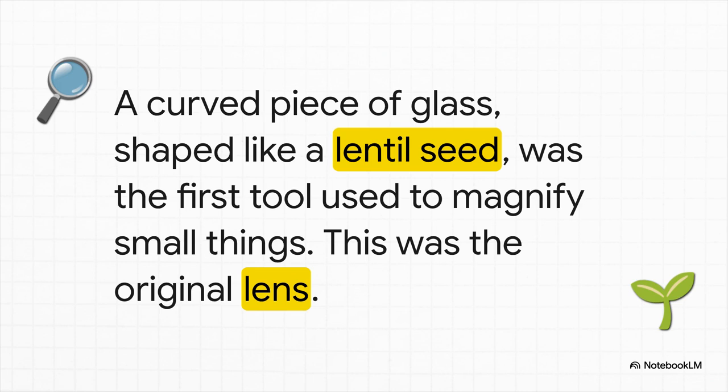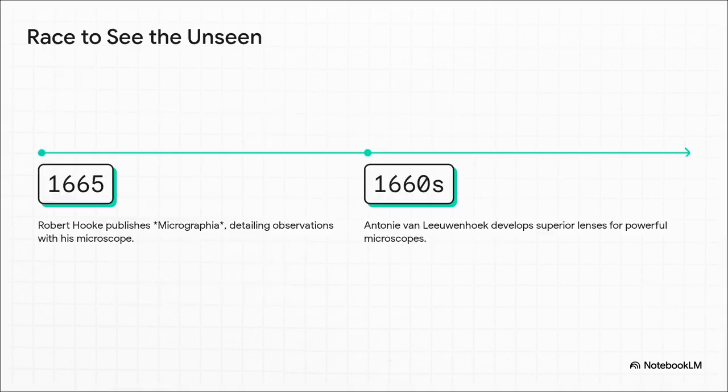And get this, it was often shaped just like a lentil seed, which, believe it or not, is where we get the word lens. This one simple tool and its power to bend light and make things bigger was the very first step. And that simple tool kicked off a quiet little race back in the 17th century.